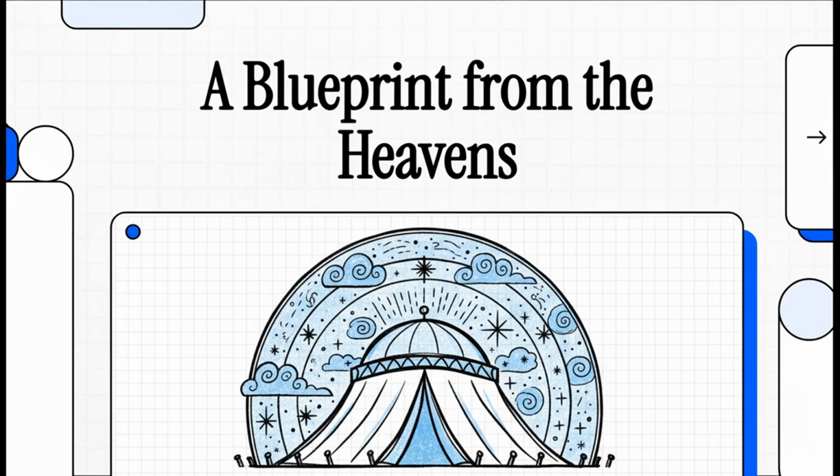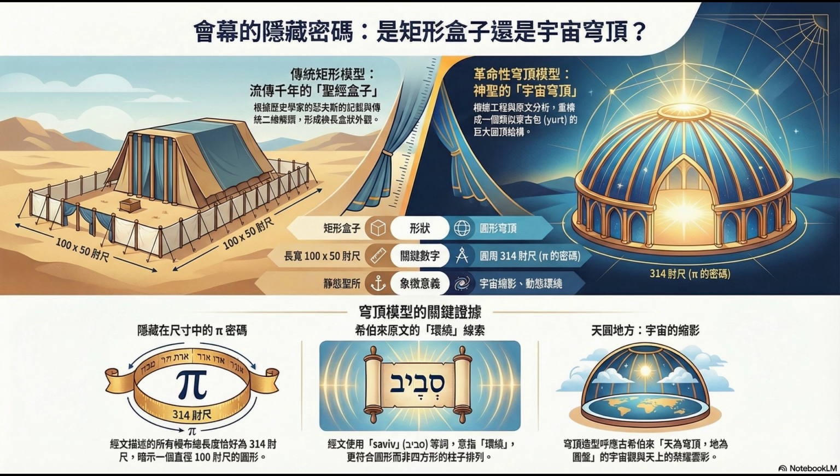All right, let's just jump right in. When you think of the tabernacle, you probably have a very specific image in mind. It's this iconic, sacred tent, right? The blueprint for it was supposedly delivered straight from God. And this is probably the image you're picturing. Yeah, this one. It's everywhere, in books, movies, you name it. A classic rectangular tent. For centuries, this has been the image. It feels like a settled fact, doesn't it?